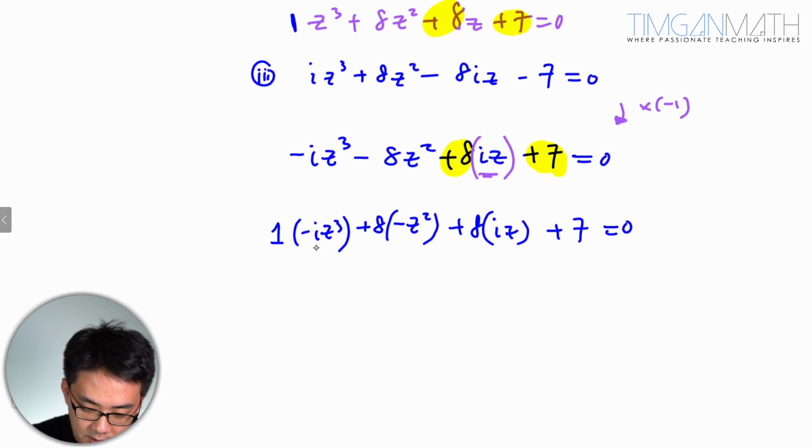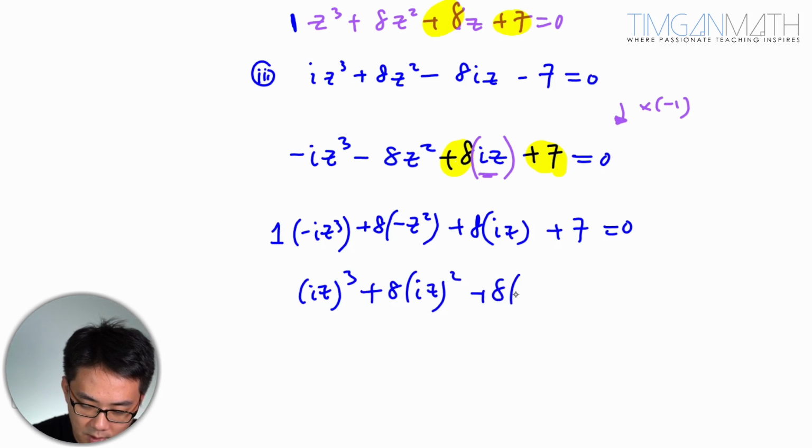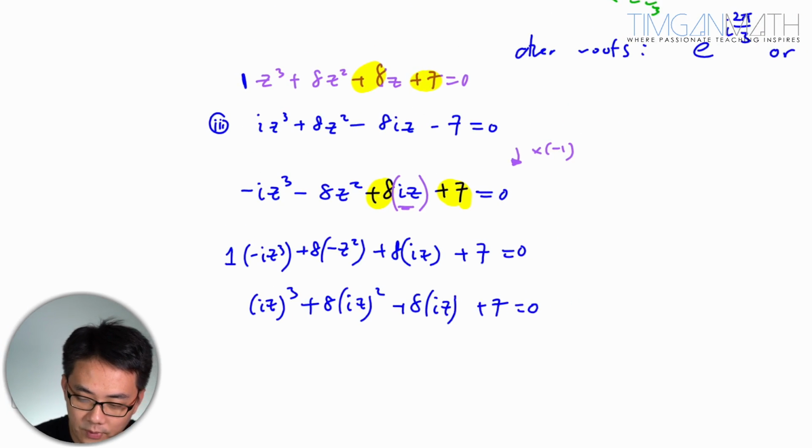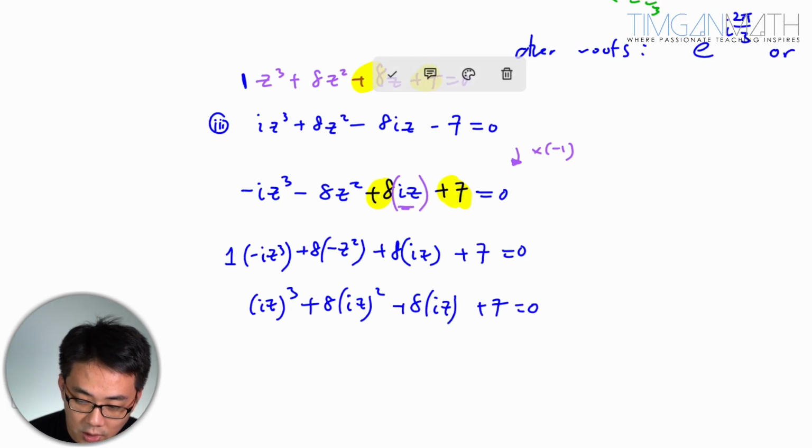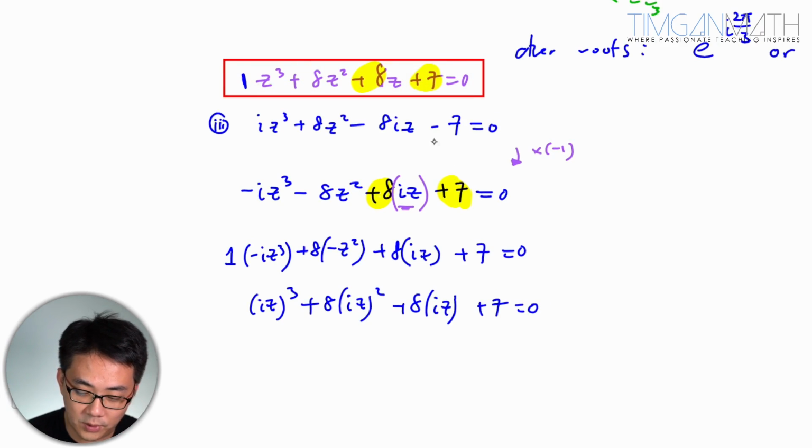So you realize this is actually minus iz cubed. This is actually minus iz squared. This is actually minus iz. And this is 7. It all started off by just changing this 7 to the same. That's about it. You just change the constant to the same one, you'll be able to tell the substitute is iz. That's about it. Okay?